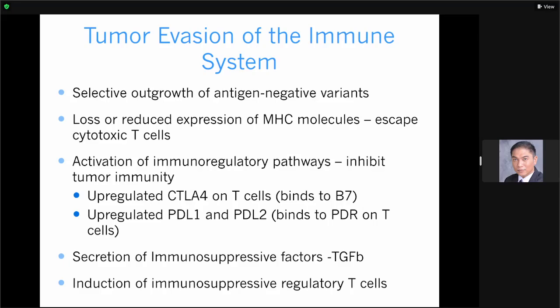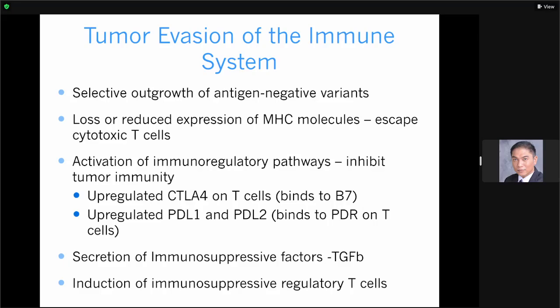Next is activation of immunoregulatory pathways to inhibit tumor immunity, like upregulation of CTLA4. As we know, CTLA4 competes with CD28 on the surface of the T cell. They compete with CD28 in binding with B7 on the surface of the antigen presenting cell.